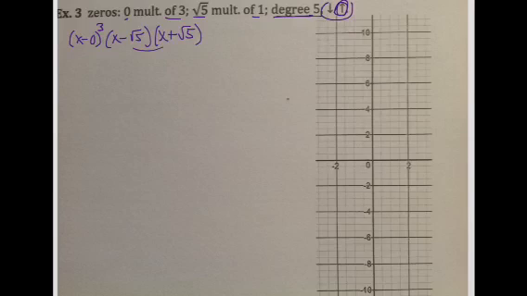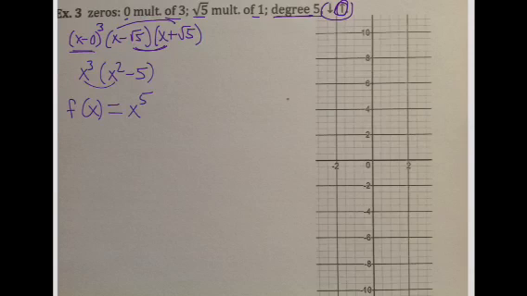Okay, so let's go ahead and multiply these two, and then simplify this one. This is just x to the third, and then this is x squared. The radical 5x and then minus radical 5x cancel out, and then square root of 5 times square root of 5 is 5, so it's minus 5. And now I'm going to give it a name. F of x equals x to the fifth, I'm distributing right here, minus 5x cubed. Okay, and there's your function.